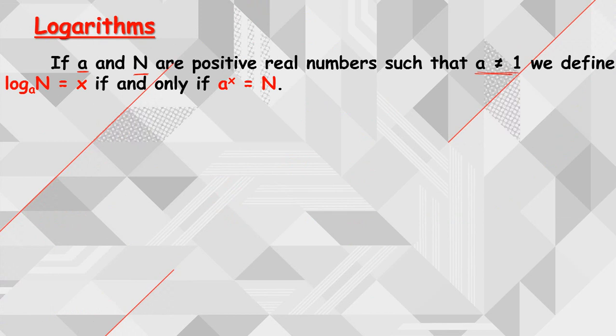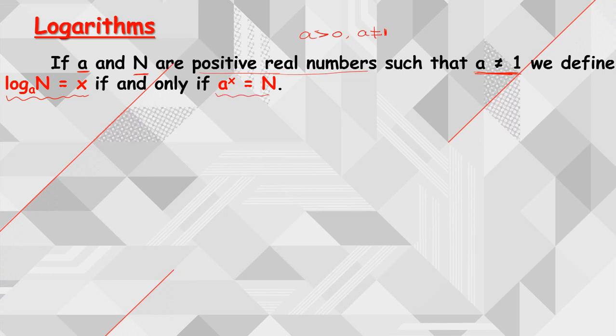Logarithms. Suppose a and n are positive real numbers such that a is not equal to 1. What is the meaning of this? If a is a positive real number, that means a is greater than 0. So a is greater than 0 and a is not equal to 1, and n is any positive real number. Then log n to the base a is equal to x if and only if a power x is equal to n.